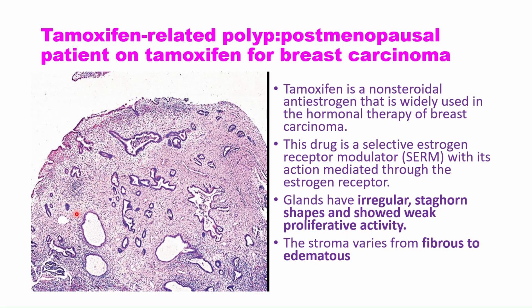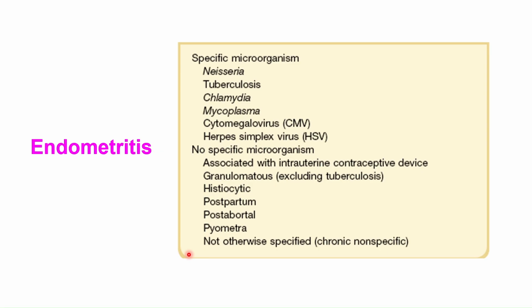So here we can appreciate a polyp due to tamoxifen, and the polyp shows irregular staghorn type of shape of glands, shows weak proliferative activity. Stroma is mostly edematous and fibrous in nature. So this is tamoxifen effect on the endometrium whenever given to a case of breast carcinoma patient.